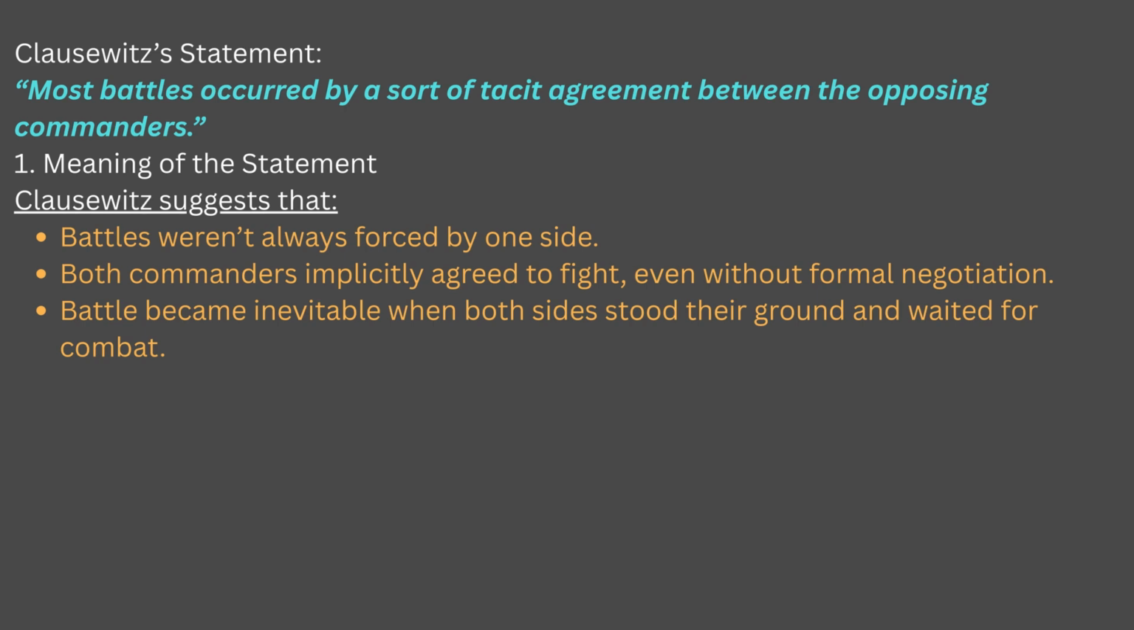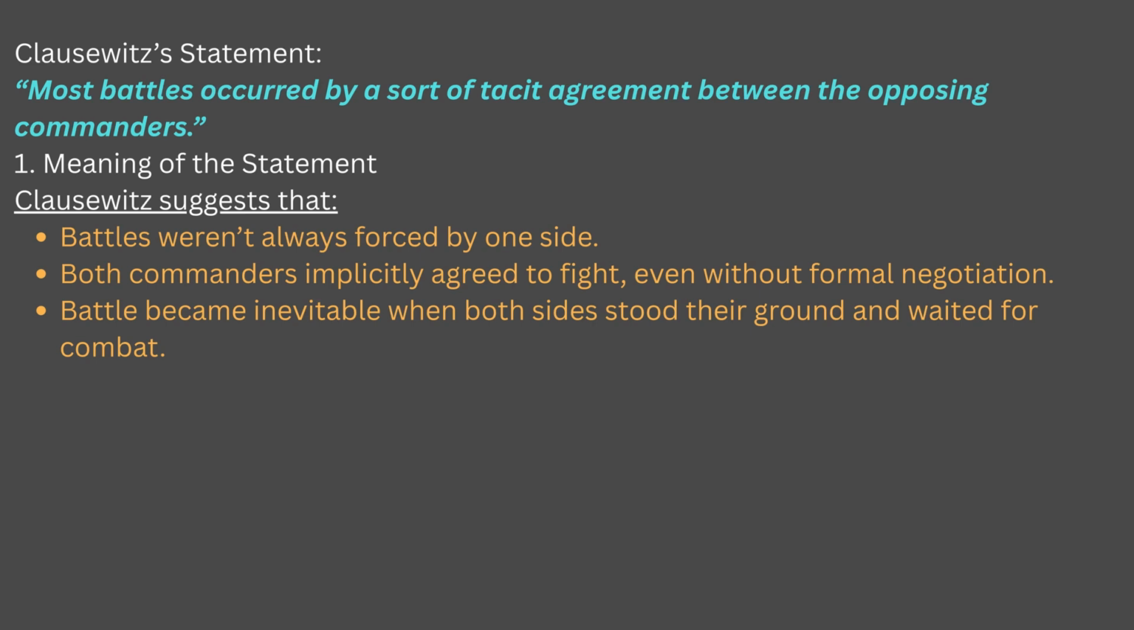1. What did Clausewitz mean? Clausewitz wasn't talking about actual peace talks or written deals. What he meant was that in many cases, both sides kind of silently agreed to fight, even if no one said it out loud. When two armies met on the field, and neither side backed down, a battle became inevitable. There was no real element of surprise, just a mutual readiness to clash.